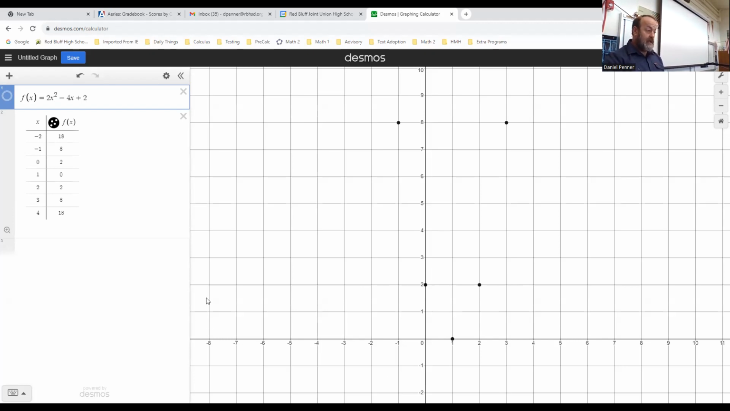-2 should be 18, and it is. -1 should give me 8, and it is. My y-intercept should be 0, 2. And therefore, this is what the graph is going to look like. I just now need to transfer that data onto my graph. And so I guess let's go ahead and do that real quick, and we'll be done.